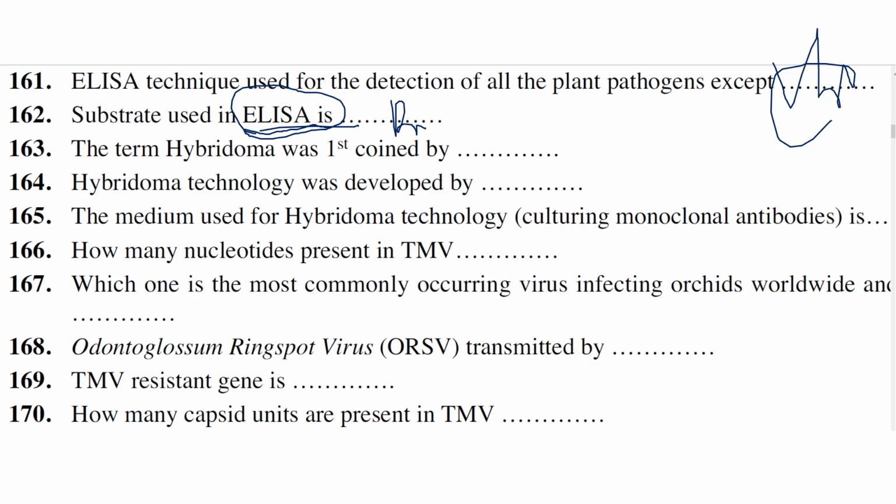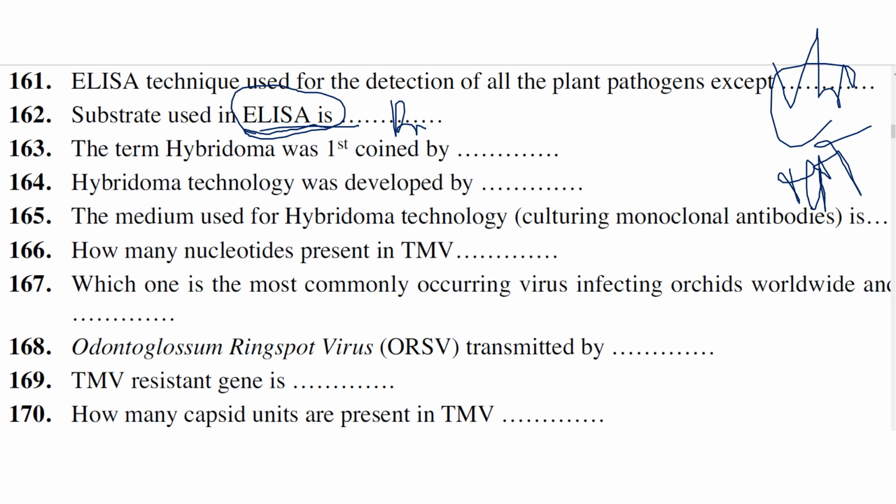The medium used for hybridoma technology for culturing of monoclonal antibodies is, so there is a medium, however, substrate used in ELISA. There is a medium used in hybridoma technology that is called HAT medium, hypoxanthine aminopterin thymidine. I repeat, HAT, hypoxanthine aminopterin thymidine is the medium used in hybridoma technology.